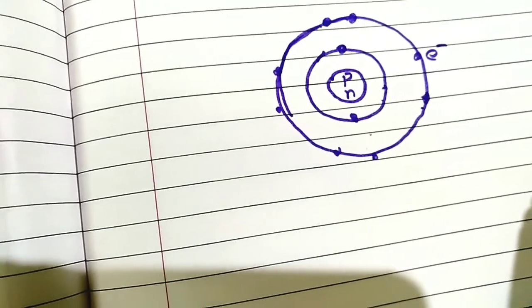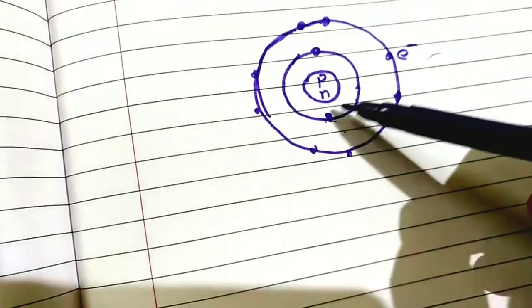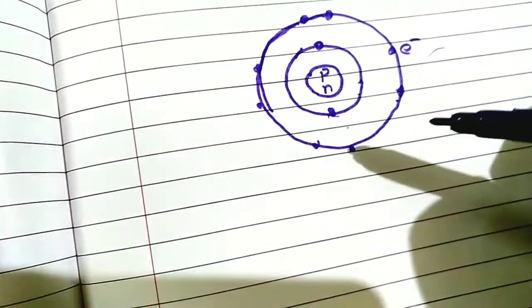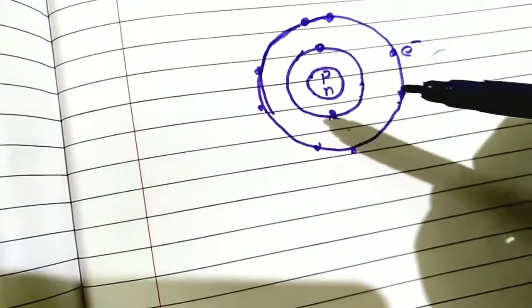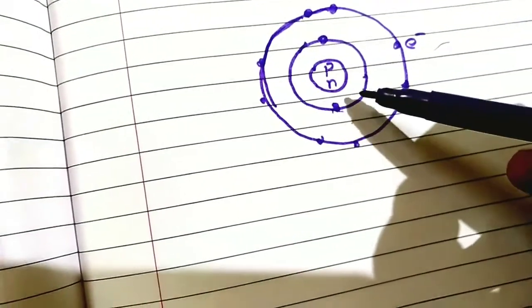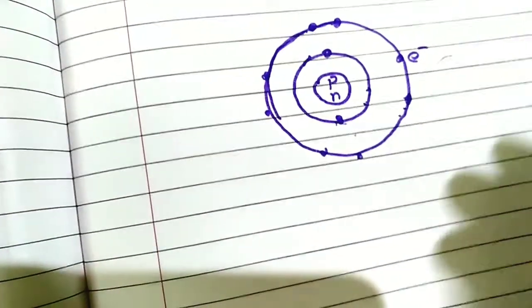The energy of an electron is determined by the shell in which it is present. So this is the first shell, this is the second shell.